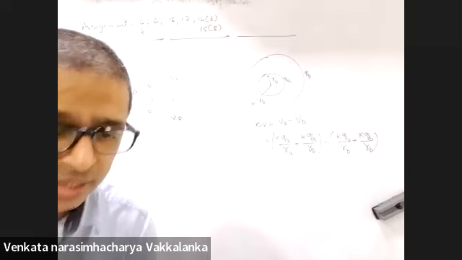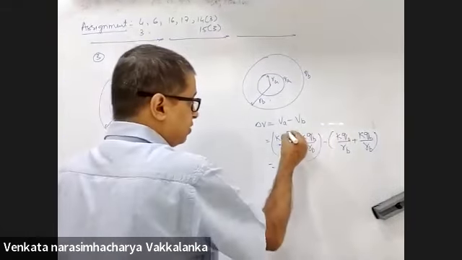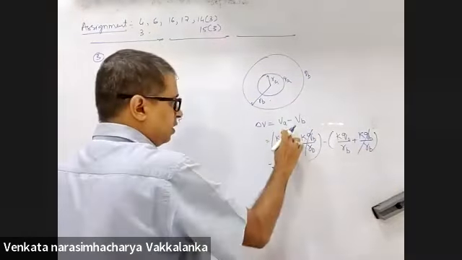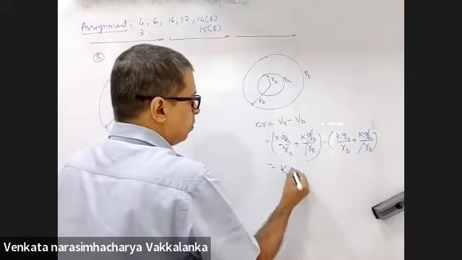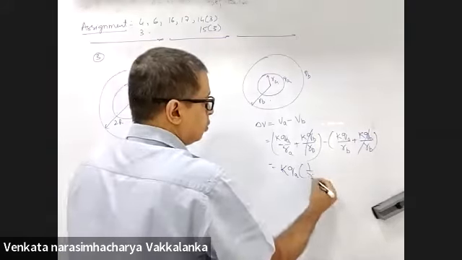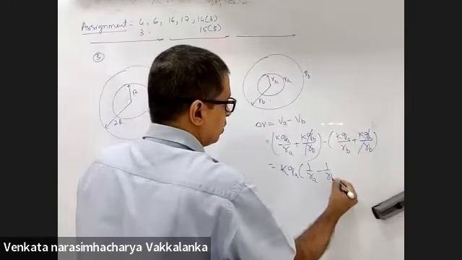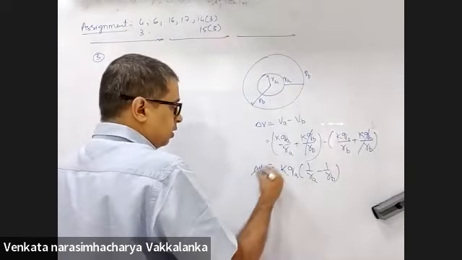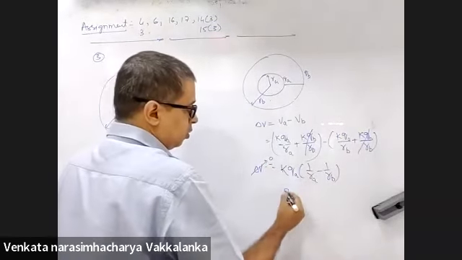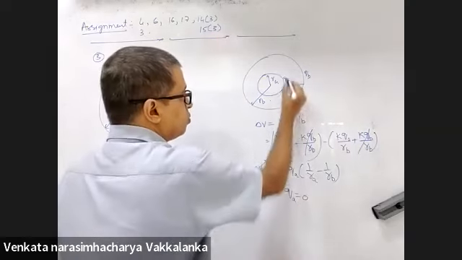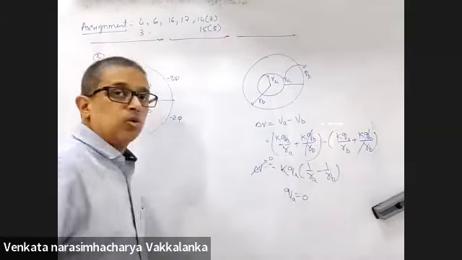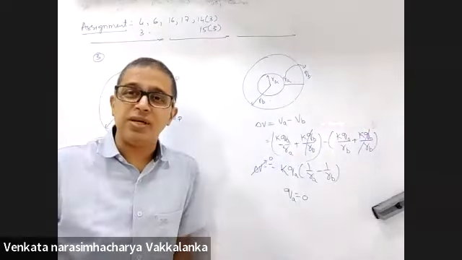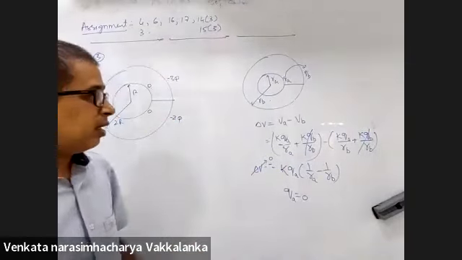We dealt with this in detail in the class, with the Van de Graaff generator. These both will get cancelled. This will be KQA into 1 by RA minus 1 by RB. Now when you connect both, delta V should become 0. That means QA should become 0, that means the whole of this will go to the outer surface.